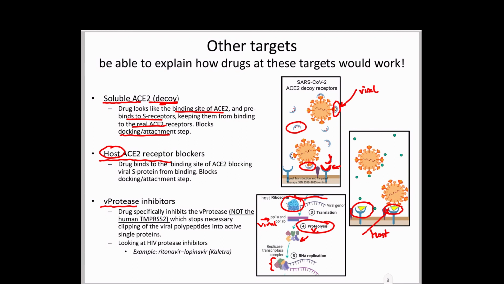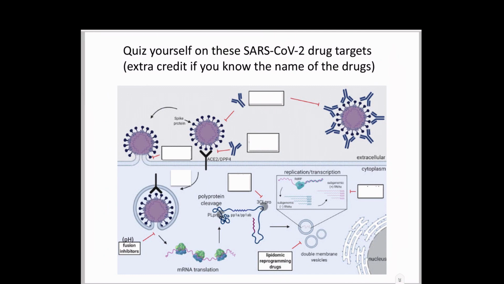So these drugs would be inhibitors that inhibit the viral protease inside the cell. And I'm trying to really hit home that this drug is not inhibiting the human protease that's on the outside of the cell. These are completely different mechanisms. But if you inhibit that viral protease inside the cell and you stop the clipping of the viral polypeptides, then you won't have active proteins and the virus can't replicate. We have drugs that do this for HIV, so they're starting with some of these HIV protease inhibitors and looking at whether they have any activity or whether they can modify or alter those in order to be more COVID selective. So you can quiz yourself on some of these SARS-CoV-2 drug targets.